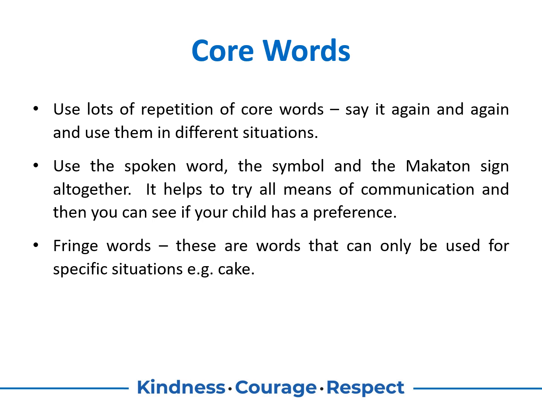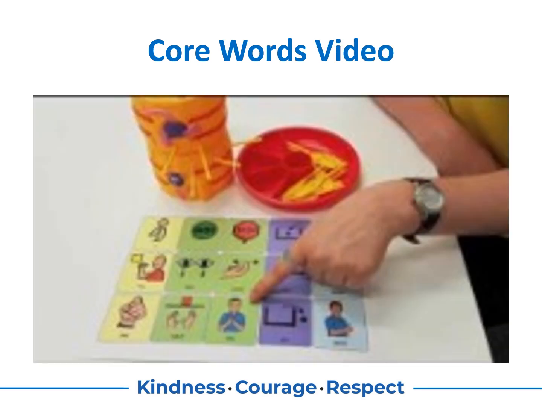Use lots of repetition of core words, saying it again and again, and use them in different situations. Use the spoken word, the symbol, and the Makaton sign all together. It can help to try all means of communication, and then you can see if your child has a preference. Fringe words. These are words that can only be used for specific situations. For example, cake. Here is a video on core words.